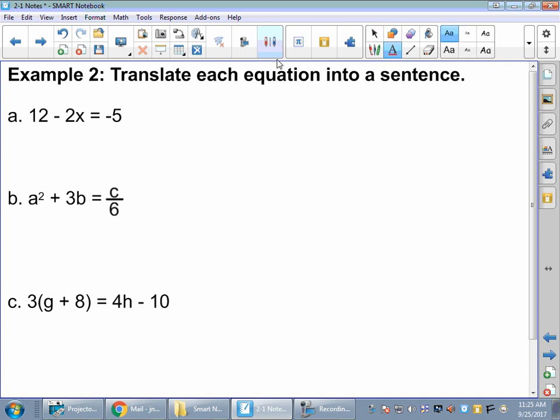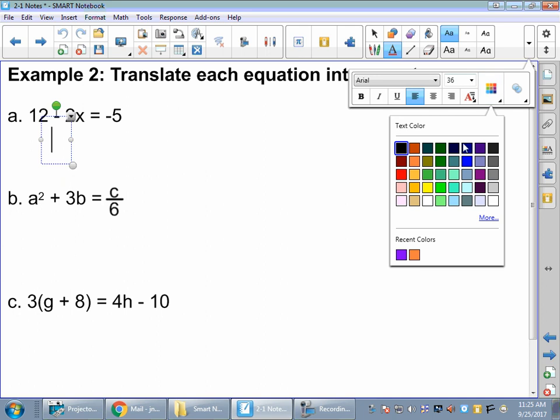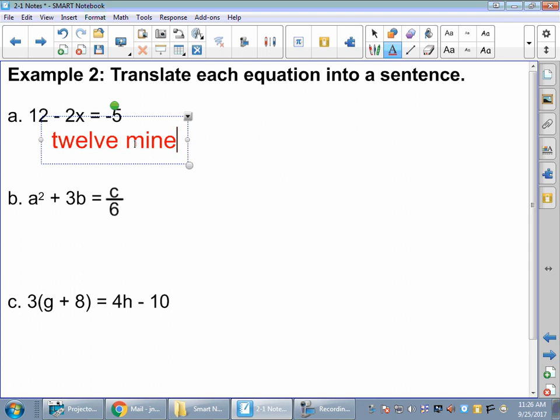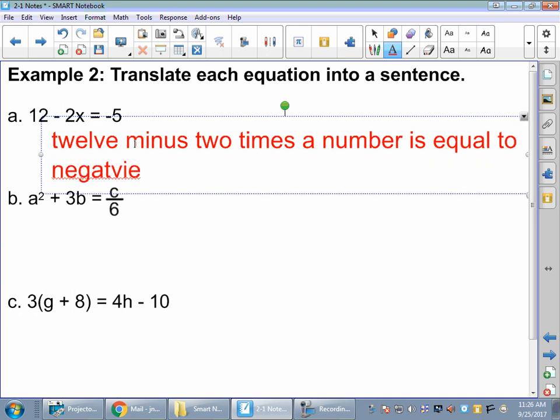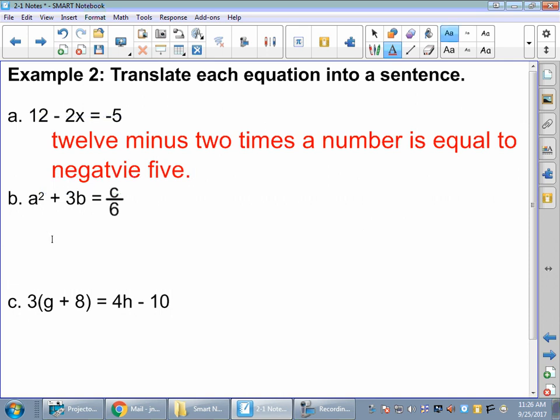So I'm actually going to type these up. And I'll just put them in a different color here real quick. So I'm going to say we got 12 and we've got a minus 2x. So I might just do just that. 12 minus 2 times a number is equal to negative 5. It can be very simple. Don't get too fancy.